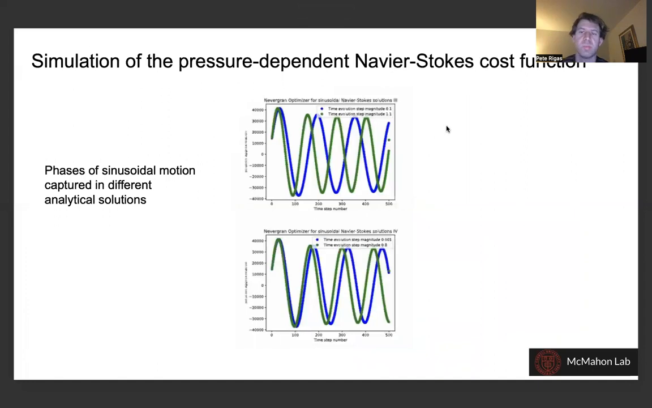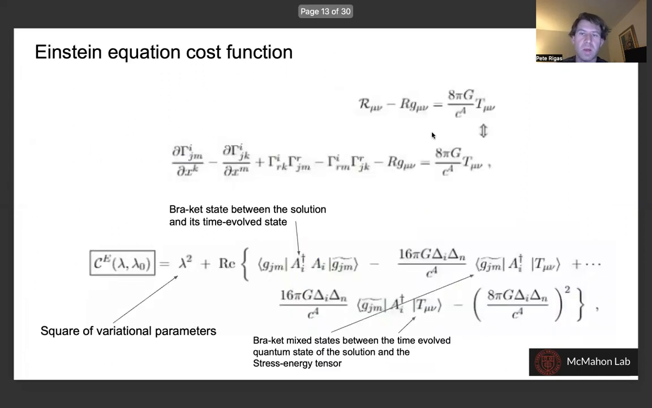We can also simulate the pressure-dependent Navier-Stokes cost function to recover phases of sinusoidal motion captured in different analytically known exact solutions. And we can also look at applying the variational quantum algorithm to the Einstein equations, in which we know that the Ricci curvature tensor can be expressed as a superposition of alternating signs of derivative of Christoffel symbols, in addition to two other products of Christoffel symbols.